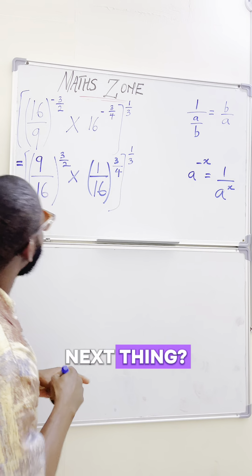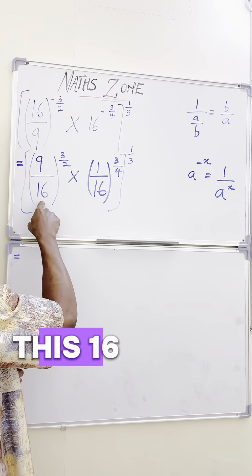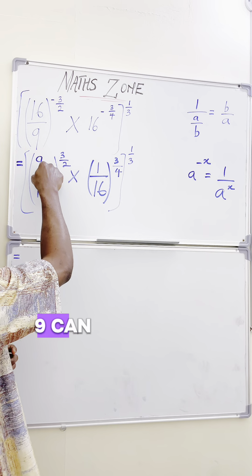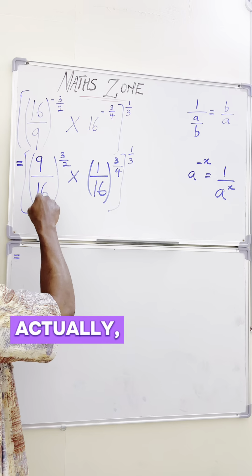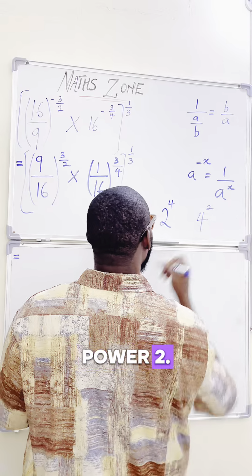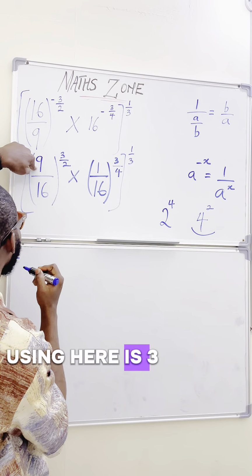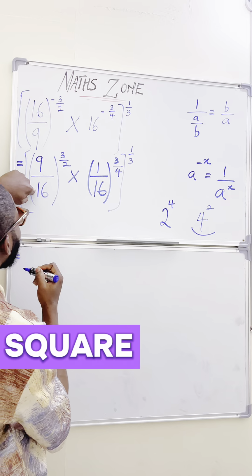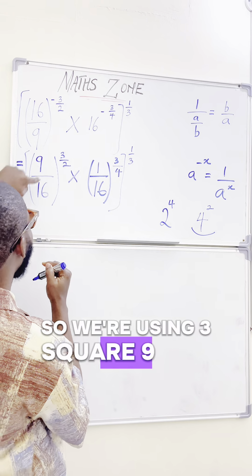So what's the next thing? This 9 can be changed to 3 squared. This 16 can be changed to 4 squared. Actually, 16 can also be written as 2 raised to the power of 4, and it can also be written as 4 raised to the power of 2. But we're going to choose 4 squared because we're using 3 squared here, so that we can ensure consistency. So we're using 3 squared for 9, and 4 squared for 16.